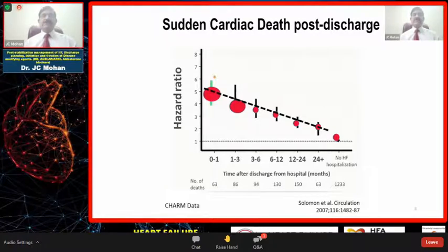The risk in the first 1 month is nearly five times compared to a person who has never been hospitalized. And hence, there is also a need to consider device therapy seriously in these individuals, especially those who had previous HFrEF and have been admitted because of decompensation.